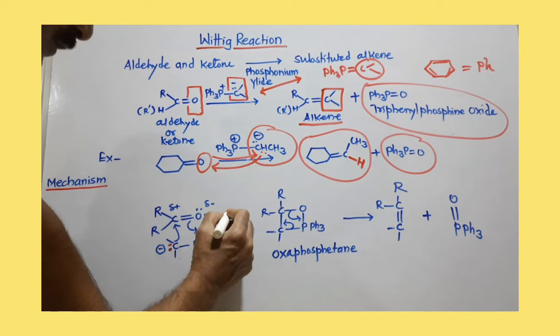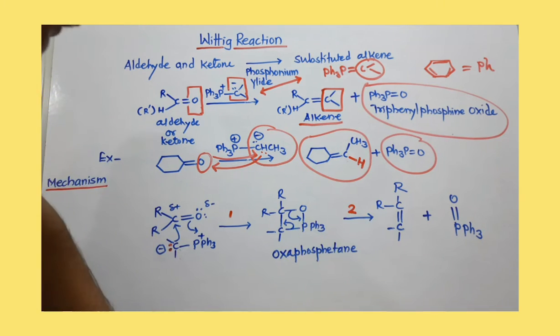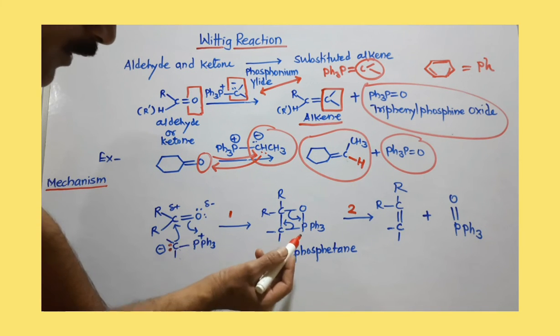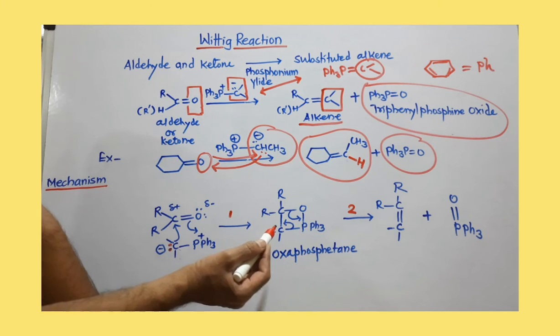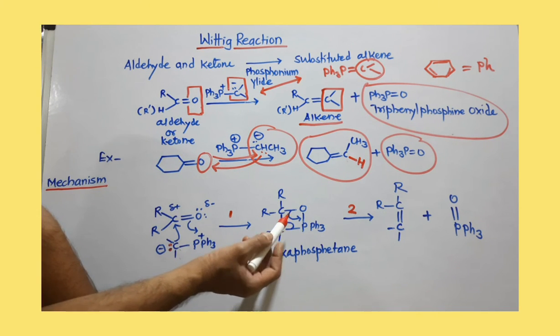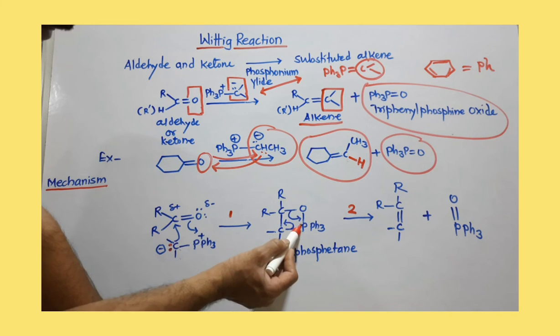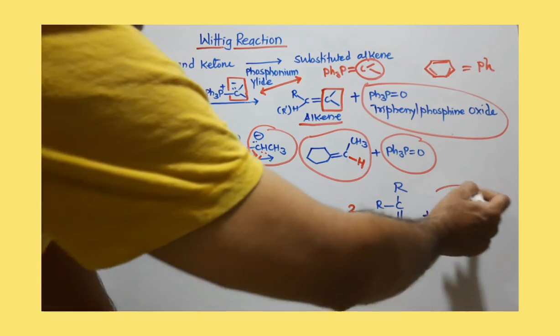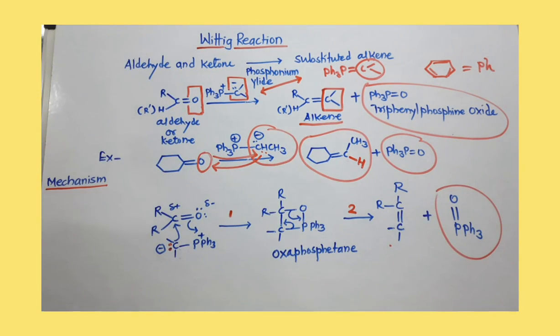Now the next step. Actually this is step 1 and this is step 2. In the next step, there is elimination of triphenyl phosphine oxide. You can show the bond movement by using these curved arrows. This bond is moving in between phosphorus and oxygen. As I mentioned, this bond is very strong. And the carbon-phosphorus bond is now moving in between carbon and carbon to get the alkene. So the alkene is produced and we get here triphenyl phosphine oxide. So in this way, the Wittig reaction takes place.